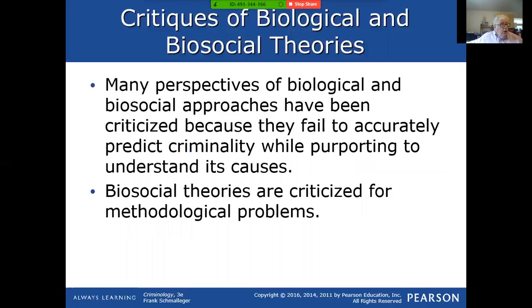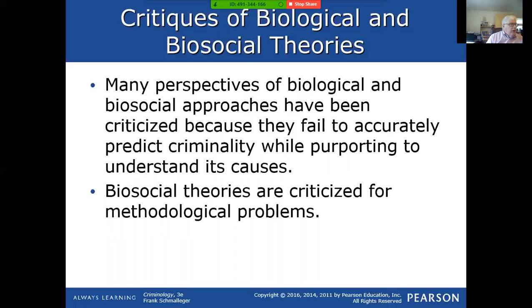Critiques. Many perspectives of biological and biosocial approaches are criticized because they fail to accurately predict criminality while saying they understand its causes. And that's absolutely true. You can say, okay, well, prefrontal cortex, this particular gene, that particular gene, Twinkies. You can say that they contribute to criminality, but you can't really predict it.